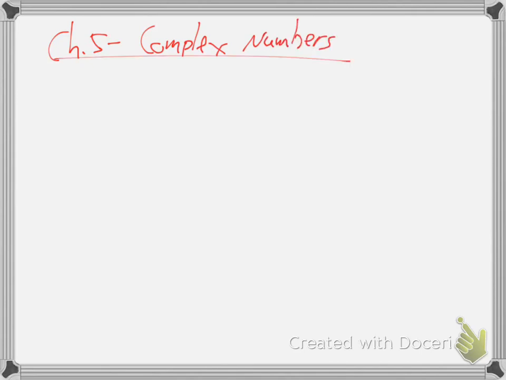So here we're in chapter 5. We're going to talk about complex numbers. Let's start off really simple. Square root of 9. What's the square root of 9?